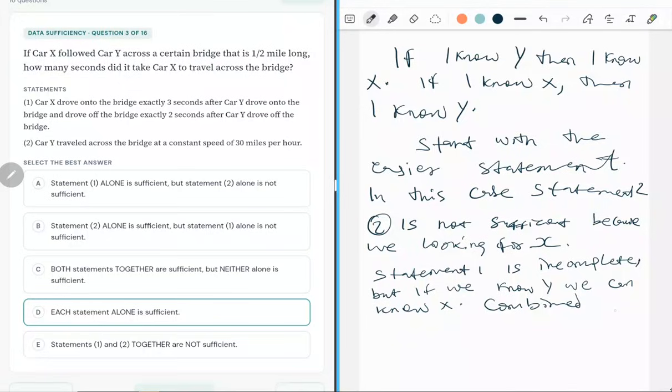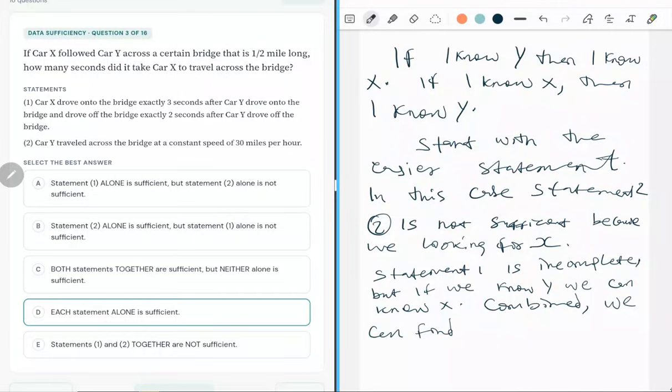So that means D is not correct, right? Both statements are... so now I know A is not correct, I know B is not correct. I know that I don't have enough information, right?